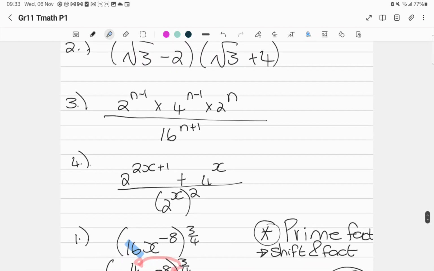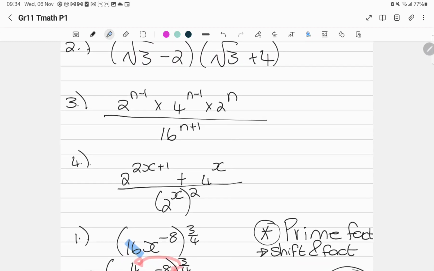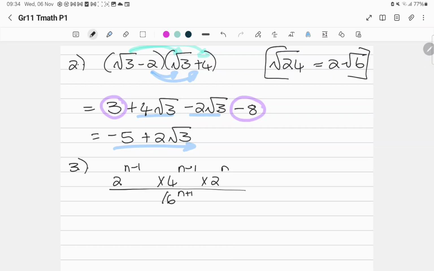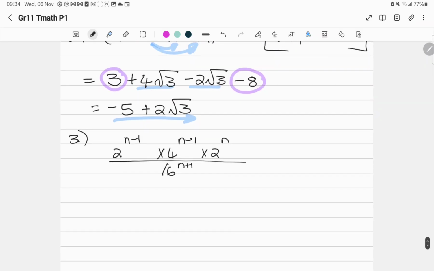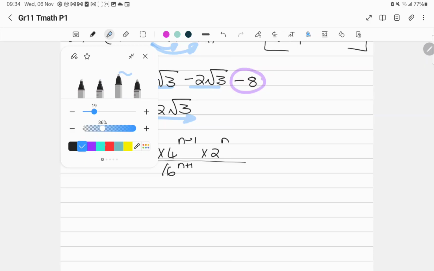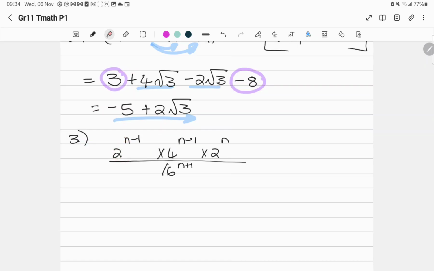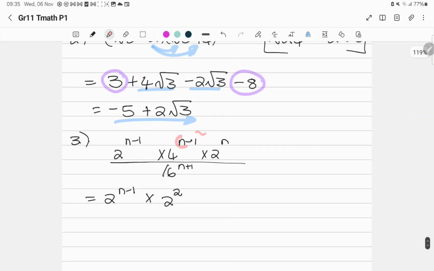Okay, let's go to question number 3, my actual exponents, my exponential fraction. Now I have a fraction. So what's important here? Firstly, what do I always start with? I start with my prime numbers. Okay, so I'm going to start with 2. If I say 2 shift fact, well, it still just gives me 2. So this just stays 2 to the power of n minus 1. Now if I go to 4, if I shift fact 4, it gives me 2 to the power of 2. But now remember, there were 2 exponents, so you have to put that into a bracket. And then once again I just have a 2.